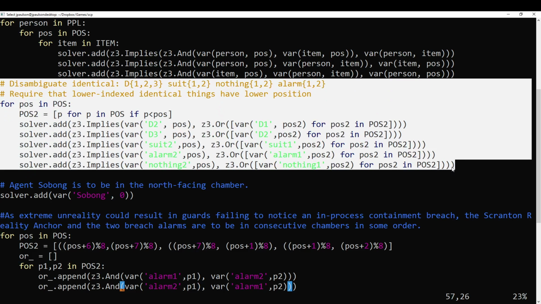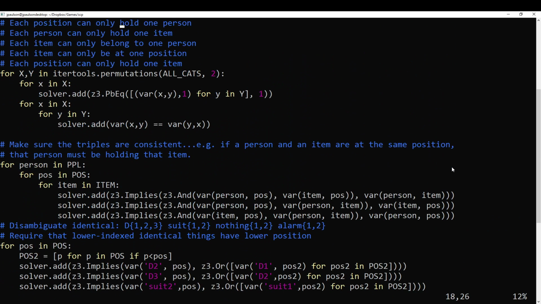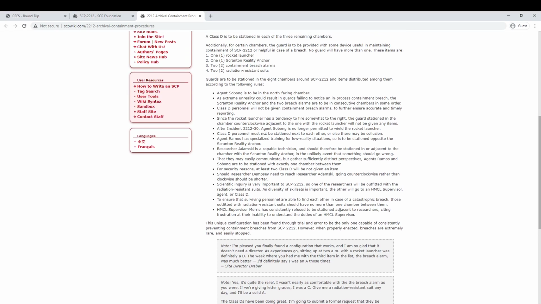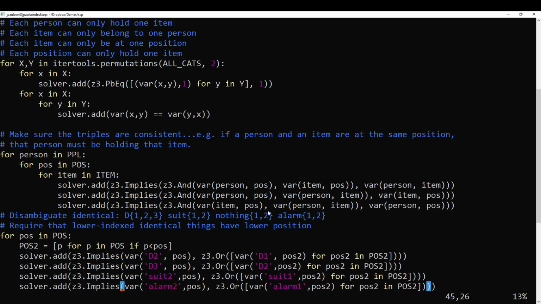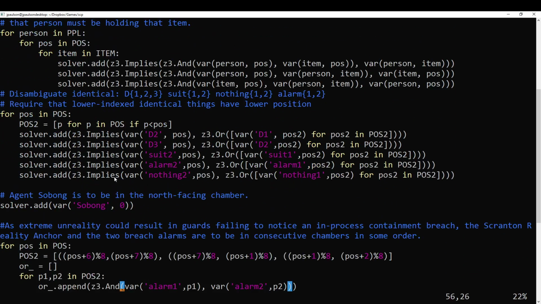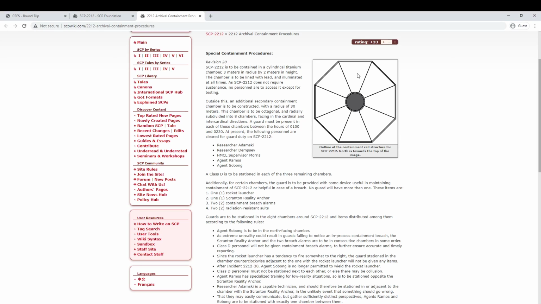Okay, and the last set of things that we have to do before we can get into the actual clues to the problem are, in the problem, there's some not distinct things. Like there's 3 people who are just class D. There's 2 alarms. There's 2 suits. But we want to check if there's a unique solution, so we need to distinguish them. And so what we're going to do is insist that in our solution, D1 has a lower position than D2, which has a lower position than D3, right? It's before it. And by the way, I'm identifying the positions as 0, 1, 2, 3, 4, 5, 6, 7, just clockwise around starting at north.